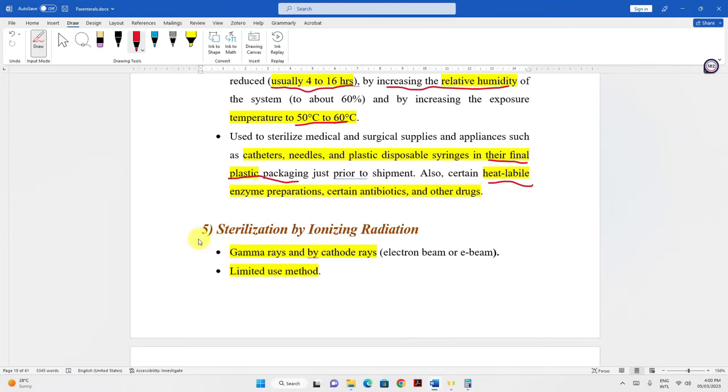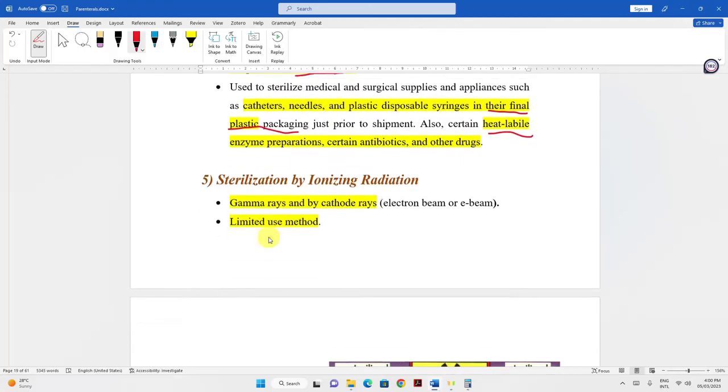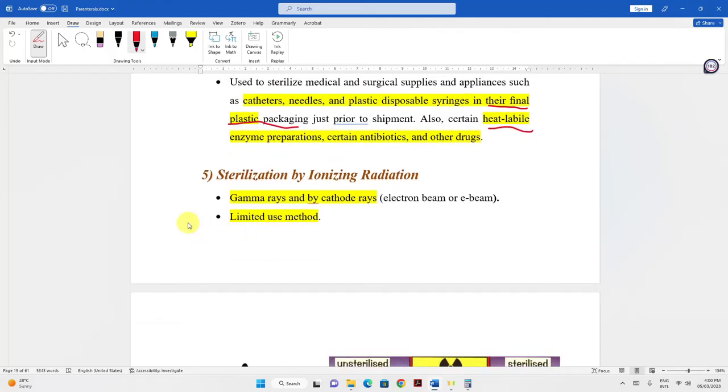The fifth method is sterilization by ionizing radiation. These radiations are very strong, they are very effective, but they may have problems. We have the gamma rays and cathode rays. Cathode rays, they are a beam of electrons that are focused on the items that we are trying to sterilize. Okay. Now, the facilities for gamma rays and cathode rays, you cannot find these facilities everywhere, and also they may damage your items during the sterilization. They may damage the container, they may damage the product itself, the drug itself. That's why it has limited use. Okay.